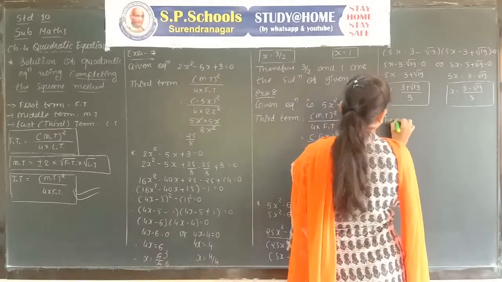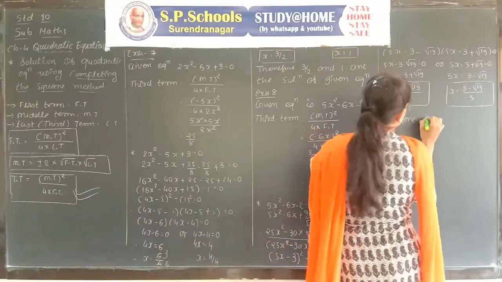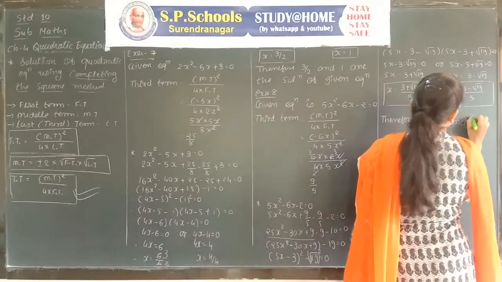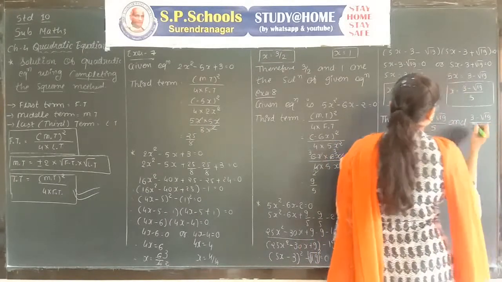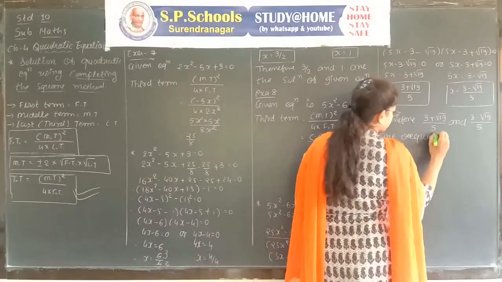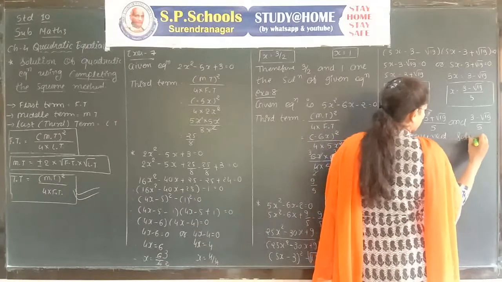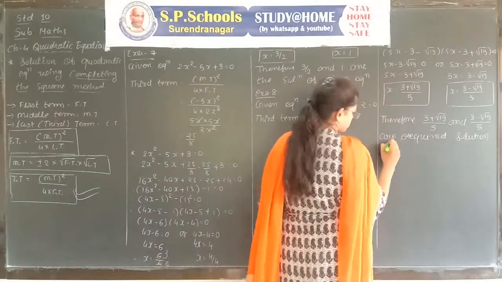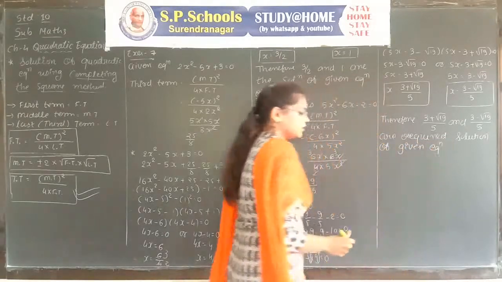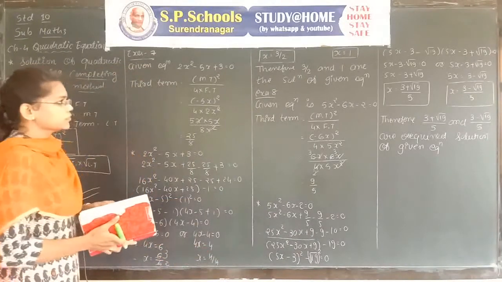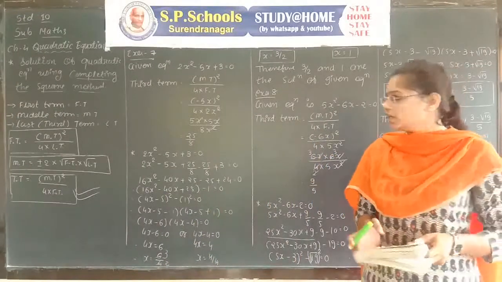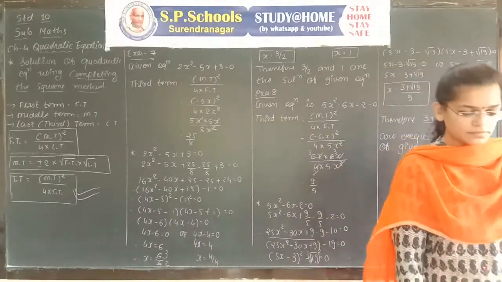Therefore, 3 plus root 19 upon 5 and 3 minus root 19 upon 5 are the required solutions of the given equation. Using which method? Using the completing the square method. Here the two examples are completed. Now we see the next example 9.